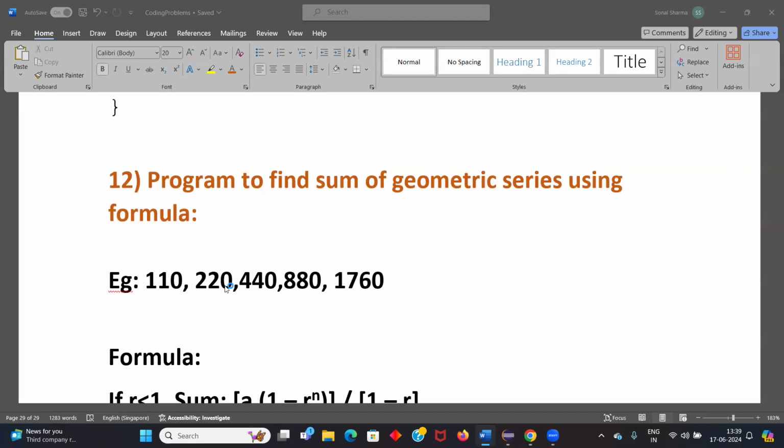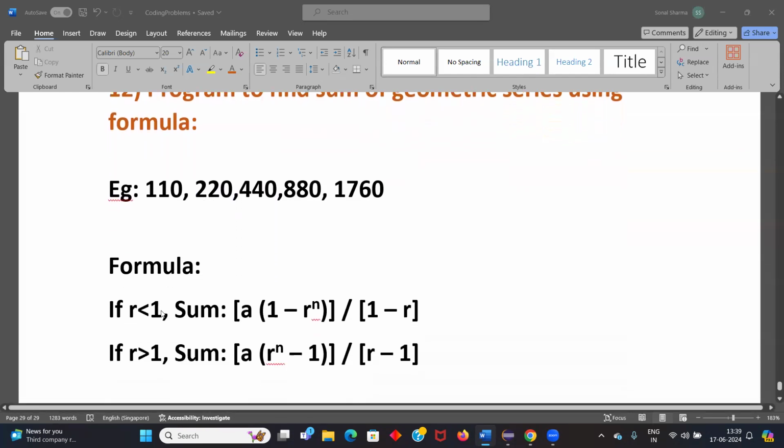If you divide 220 by 110, it will be 2. If you divide 440 by 220, it will be 2. So that is constant here. So this is our formula. If the ratio, that is 2, is less than 1, then the sum formula is A into 1 minus R raised to power n divided by 1 minus R, where R is the common ratio, that is 2, A is the first term, which is 110, and n is the number of terms, which is 5.